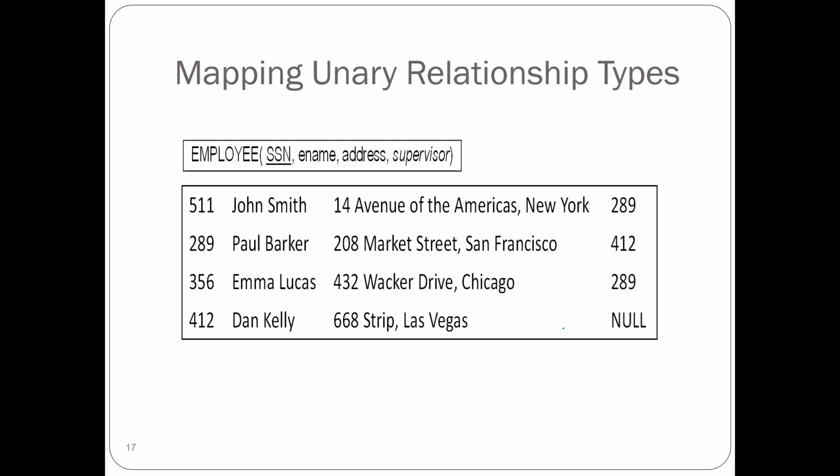We are now looking at some tuples corresponding to this mapping: SSN, e-name, address, and supervisor. We have John Smith, who's supervising 289. Who's 289? 289 is Paul Barker. But John Smith is also supervising another person, Emma Lucas, right?